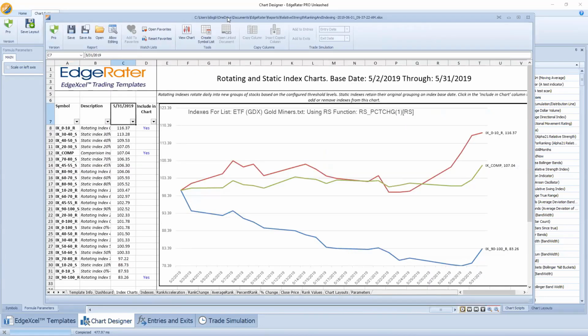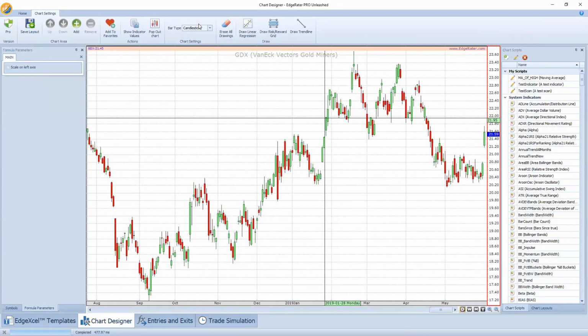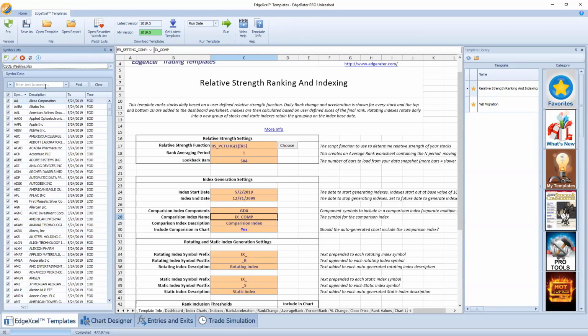We looked at the S&P 500. We've taken a look at GDX, which is a much smaller list. Well, what about something like taking 2 stocks? So let's do that. I'll bring up my list of CBOE weeklies, unselect and deselect everything, and then I'll come down in here and just choose to take 2 stocks and use them for this ranking and indexing.